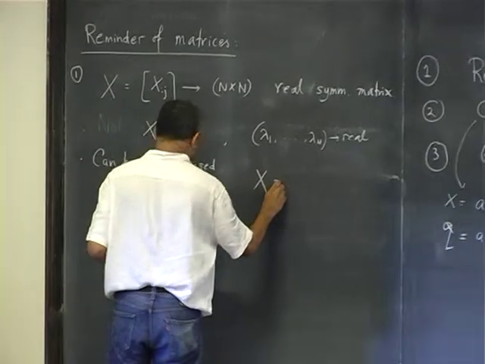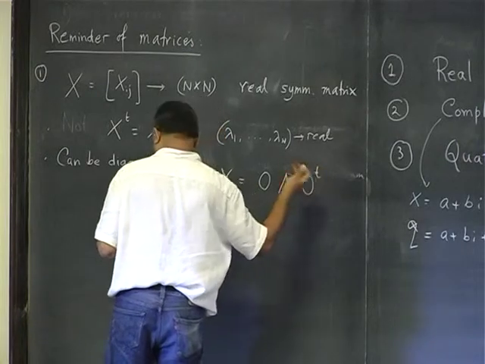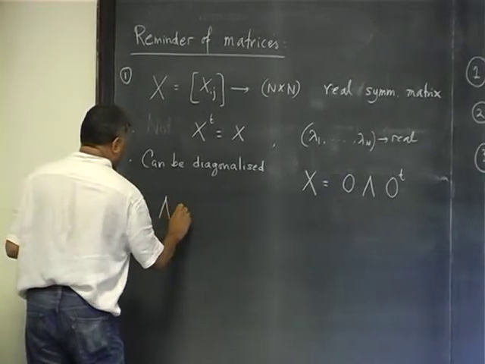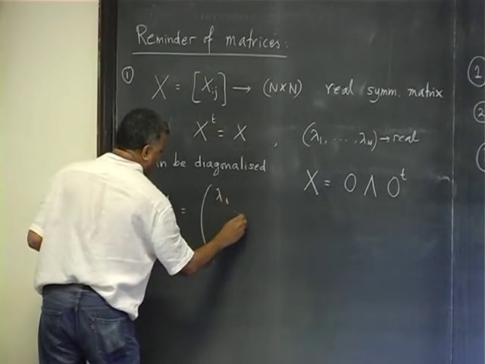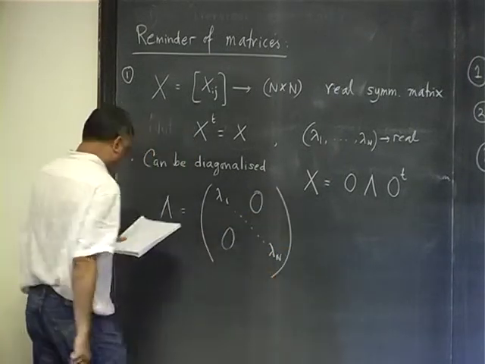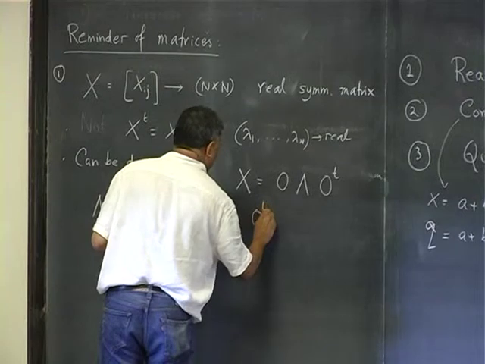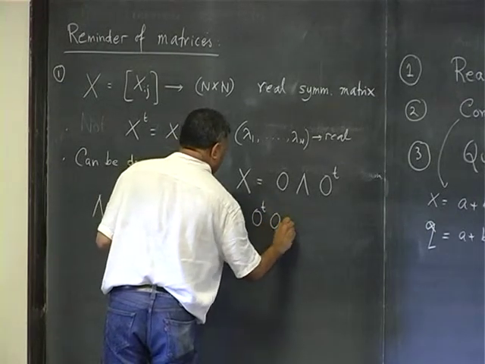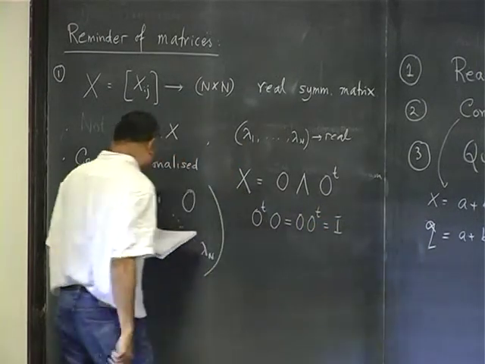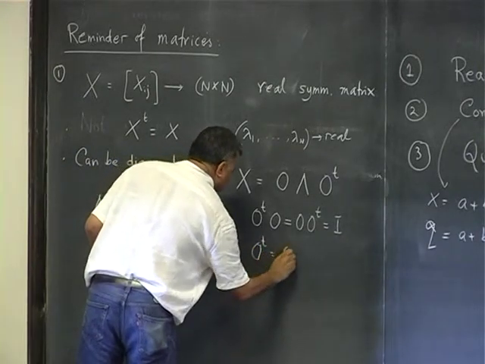So if I take this matrix X, different people use different notations, but here lambda is this diagonal matrix. And this matrix O here is an orthogonal matrix, meaning that O transpose, this is an n by n orthogonal matrix, O transpose O is the identity matrix. Which means O transpose is the same as O inverse.